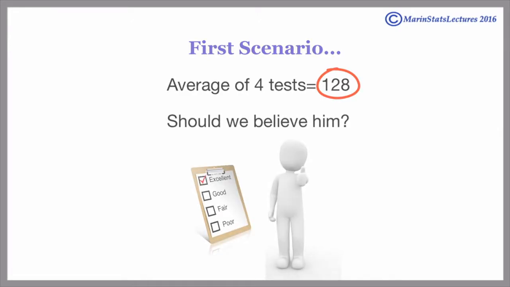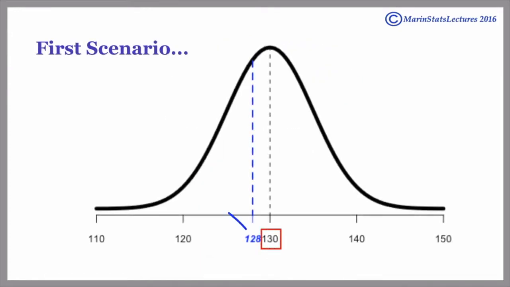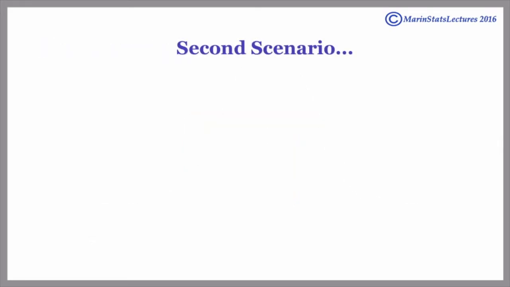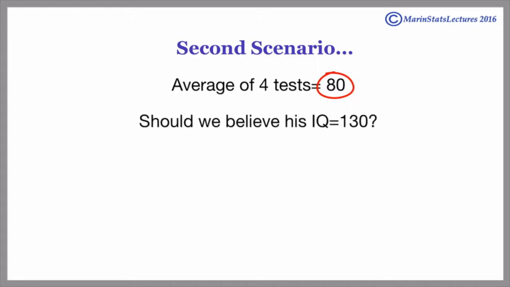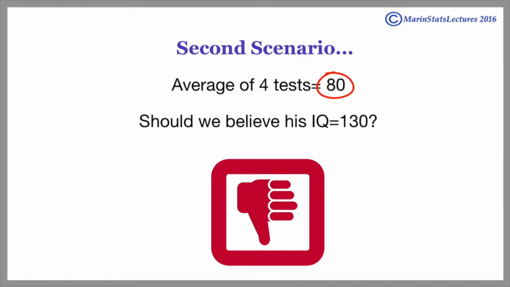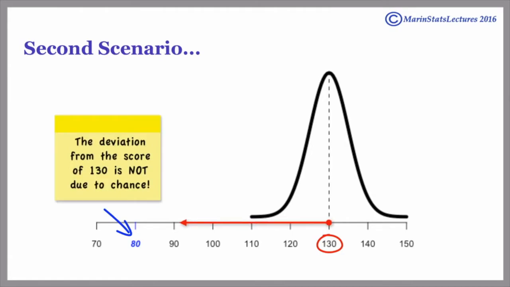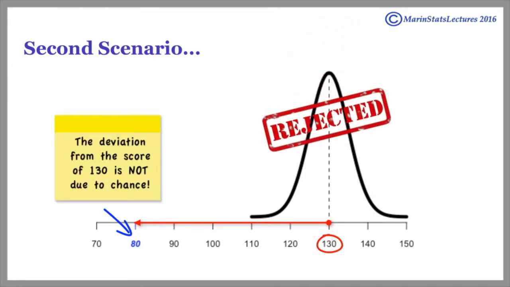You probably would. If his IQ really is 130, scoring an average of 128 over 4 tests is quite reasonable. And the slight dip below 130 could be due to many things. We wouldn't really expect him to score an average of exactly 130 points, and this small deviation was likely due to chance. Now, let's consider a different scenario. Suppose instead that over the 4 tests, Kian averaged a score of 80 points. Would you believe his claim of having an IQ of 130 now? Probably not. And why is this? If his IQ really is 130, averaging a score of 80 is quite unlikely. You'd likely reject his statement that his IQ is 130.